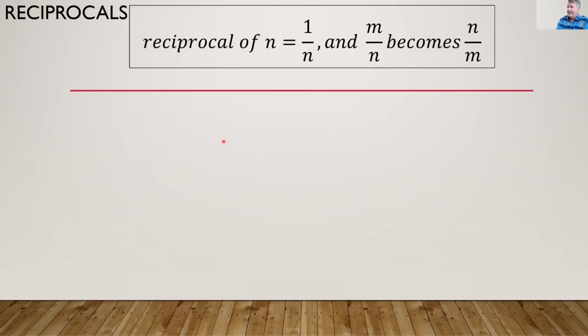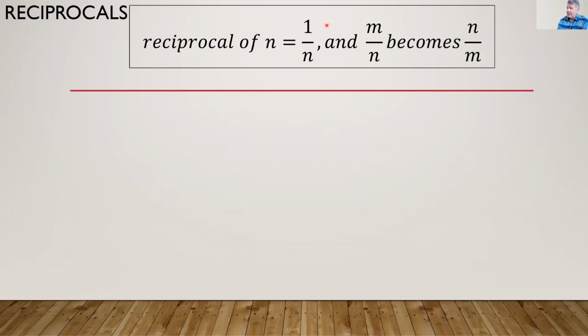Okay, what does this mean? Reciprocals of n, a reciprocal of n equals 1 over n. Ignore that for a minute. This is much easier to see. See how this is written as a fraction? m over n. The reciprocal of m over n is just n over m. All we've done is the m from the top, from the numerator, has become the denominator down the bottom. The n down the bottom has become the numerator on top.